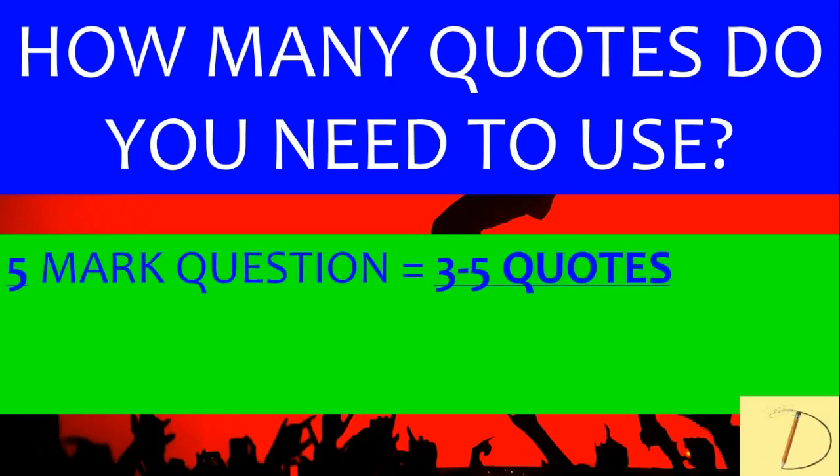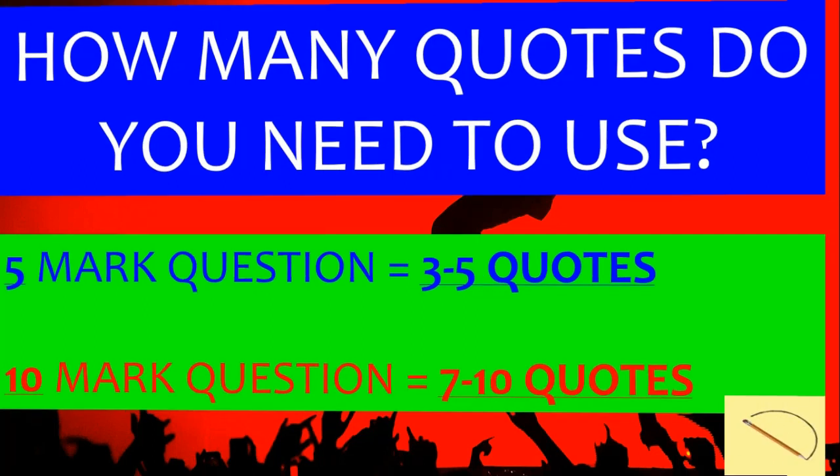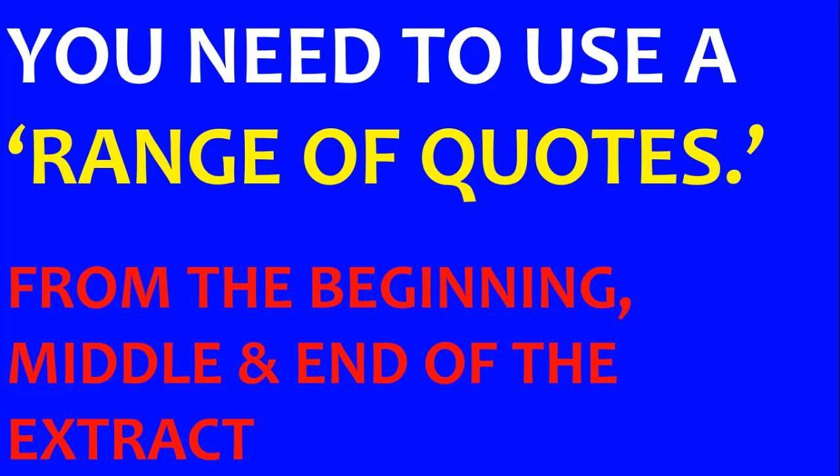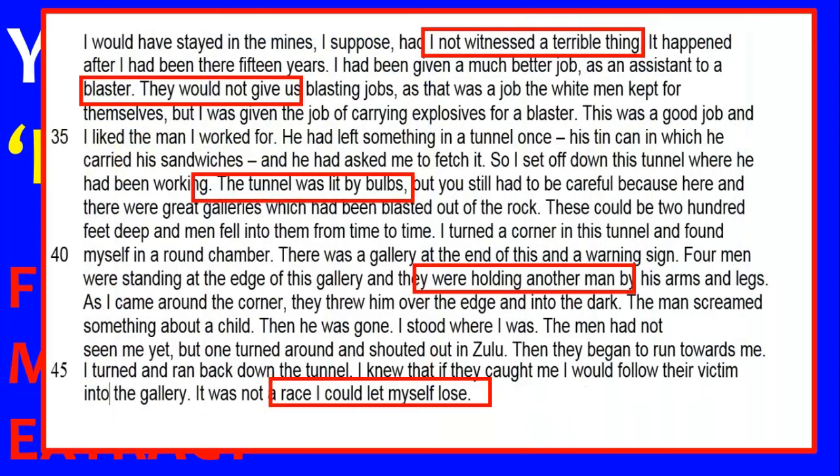And how many quotes do you need to use? Well, if it's a 5-mark question, we're looking for 3 to 5 quotes, and if it's a 10-mark question, we're looking at 7 to 10 quotes. You need to use a range of quotes, so this means having quotes from the beginning, middle and end of the extract. So we don't want just a selection here, we want to cover the whole thing. It's really important that you cover the whole text. The exam board really want you to track through the text. That means really you should, every couple of lines, be using a quote from the extract.